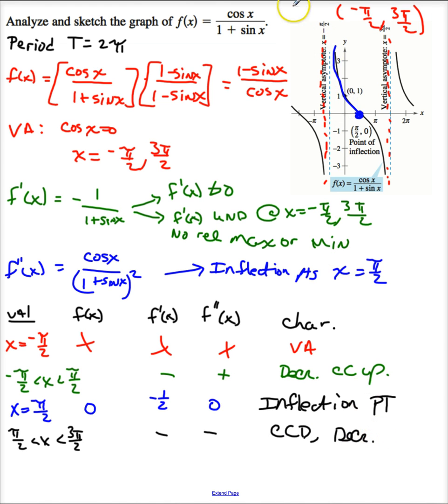Let's look at our other endpoint of our domain, 3 pi over 2. F of x is not defined, f prime is not. This is also a vertical asymptote. So let me finish my graph. I got between minus pi over 2 and pi over 2, and between pi over 2 and 3 pi over 2, it's concave down and decreasing. So we have that inflection point there, and it shoots off.